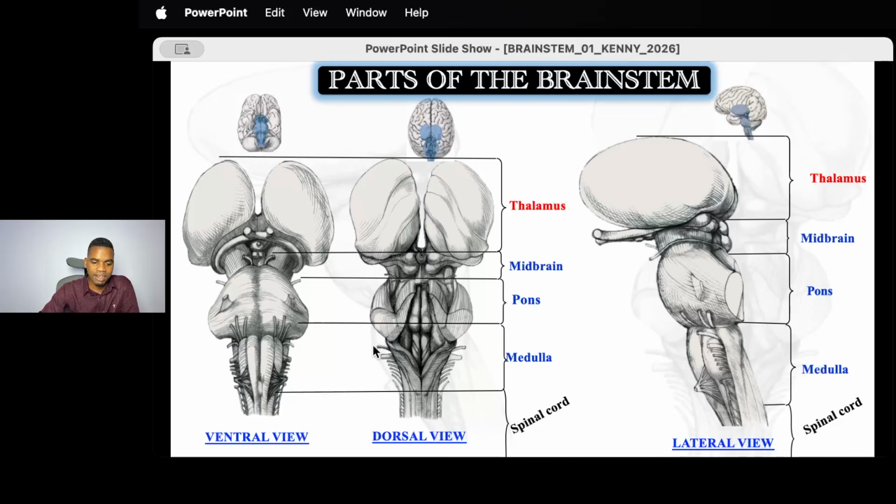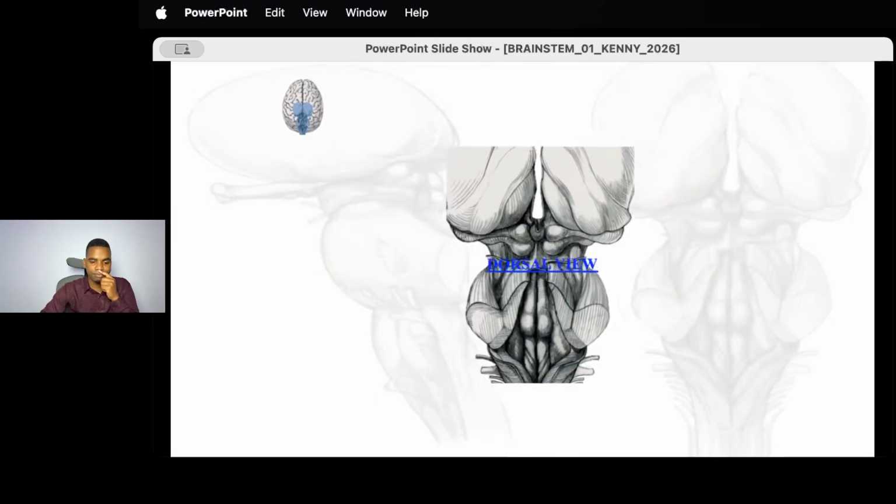You can excuse my lines. This line should have passed here, but because of imperfections, it's here. So this is the medulla. Of course, this is the midbrain, pons, and medulla. And downstairs here, this is the spinal cord, which is happening below the level of the foramen magnum.